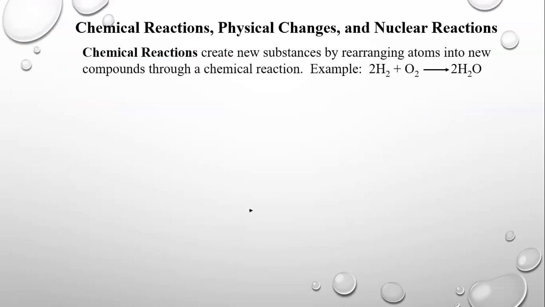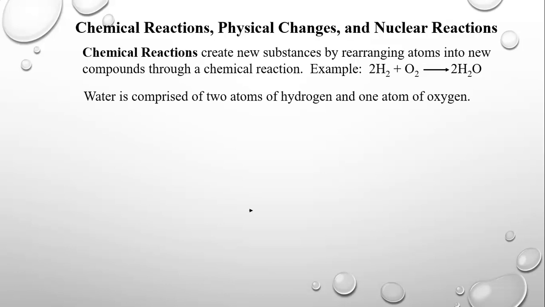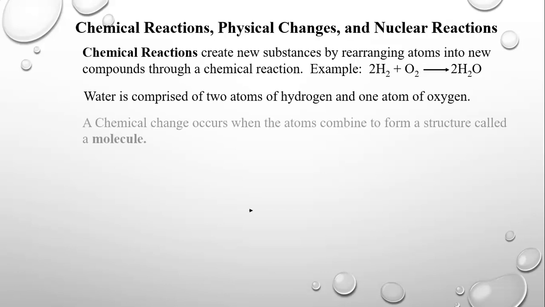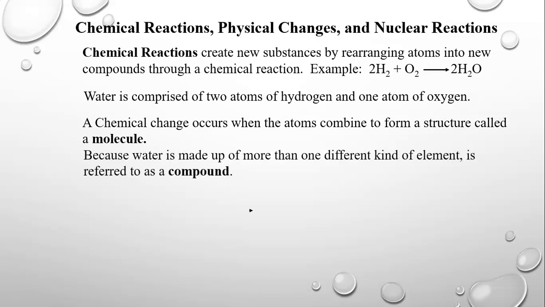Chemical reactions create new substances by rearranging atoms into new compounds. So here we see 2H2 plus O2 produces 2H2O. Water is comprised of 2 atoms of hydrogen and 1 atom of oxygen. A chemical change occurs when the atoms combine to form a structure called a molecule. Because water is made up of more than one different kind of element, it is referred to as a compound.